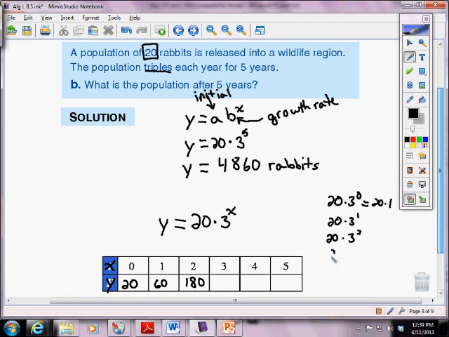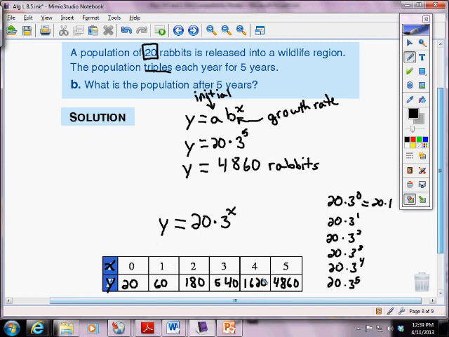Tripling 180, or 20 times 3 to the 3rd, you would come up with 540. Tripling 540, or 20 times 3 to the 4th. Again, we're just inputting numbers here for our x. We would come up with 1,620. And either tripling that again or plugging the numbers into our formula, you get 4,860, which I should have known because it was right here.